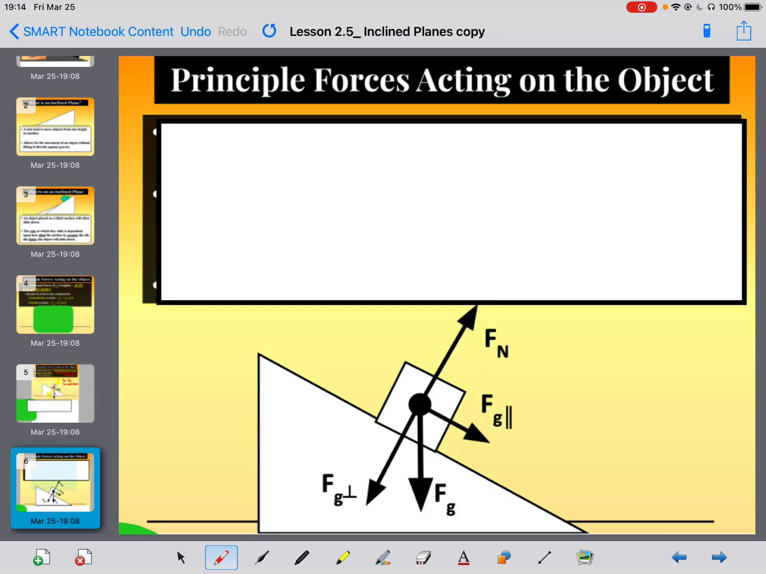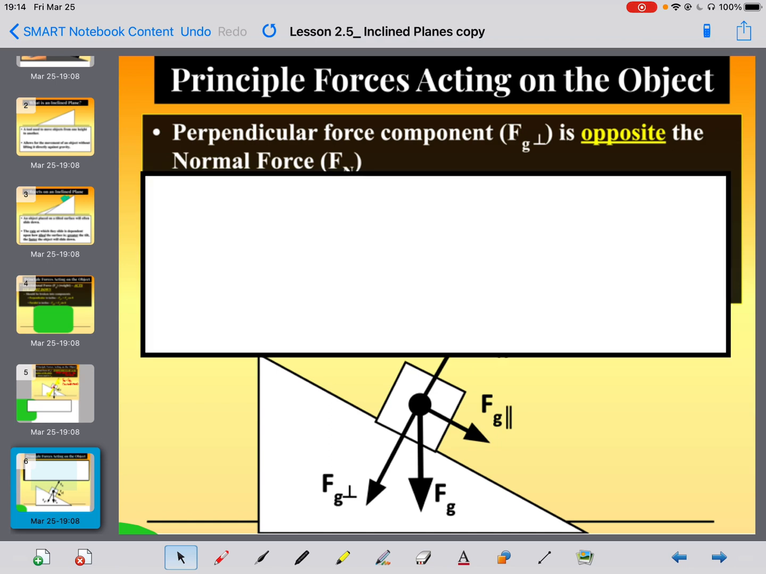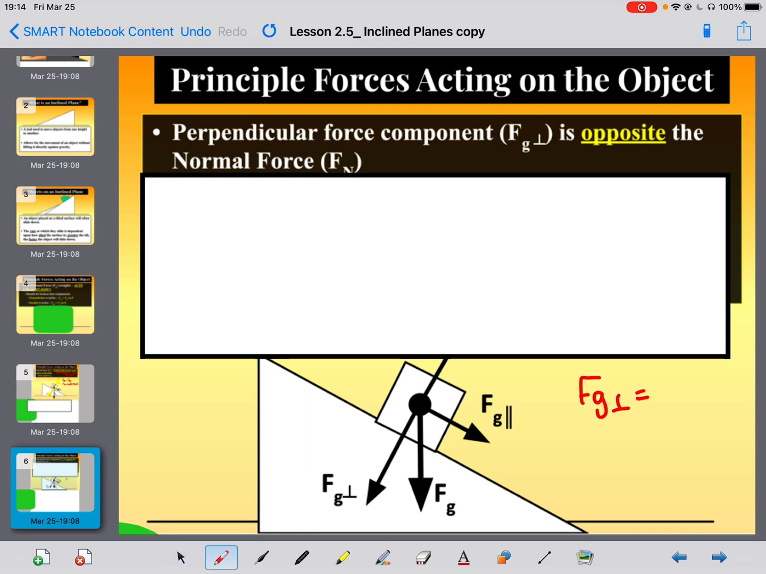In terms of other forces, we did have that parallel force of gravity. With that being said, to review one more time, the force of gravity perpendicular and the normal force are equal in magnitude, so they have the same length if you were to look at a vector diagram, and they point in opposite directions. Like we mentioned before, because of that relationship, we can say FG perpendicular equals FN.